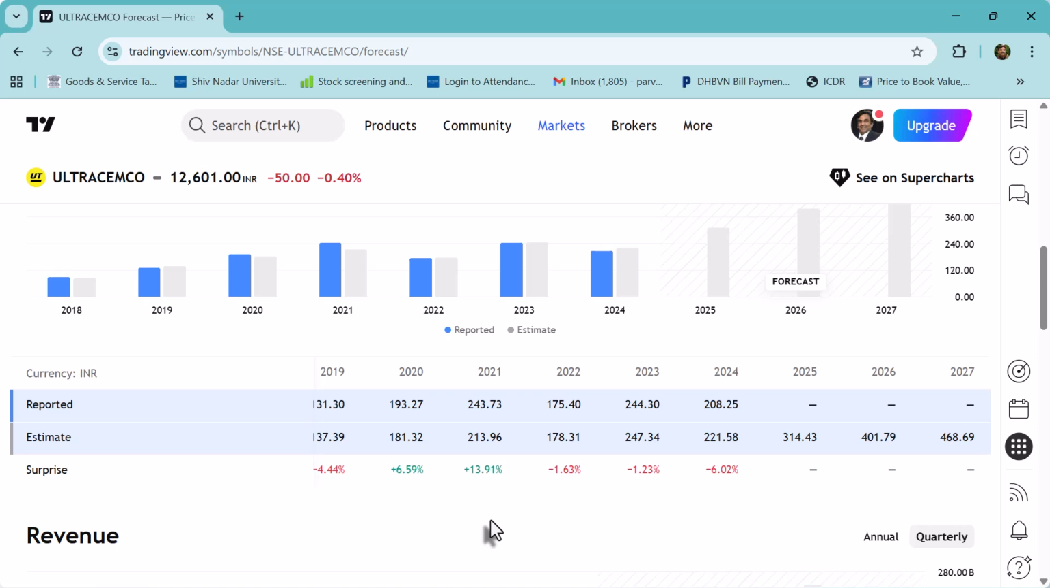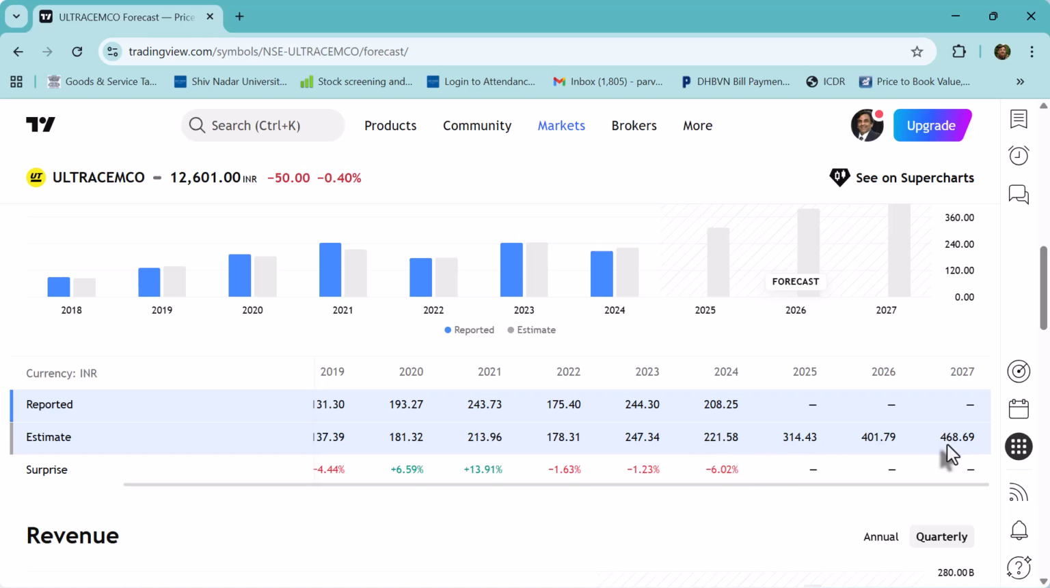So in the last year, 2024, it got 6% lower. The estimate was 221 earning per share, but the company reported 208. Okay. So there were negative surprises coming in the last year. In 2023 also there was a negative surprise slightly. The reported number was 244, whereas the estimate number was 247. So we are going to pick up these numbers and plug our numbers there.